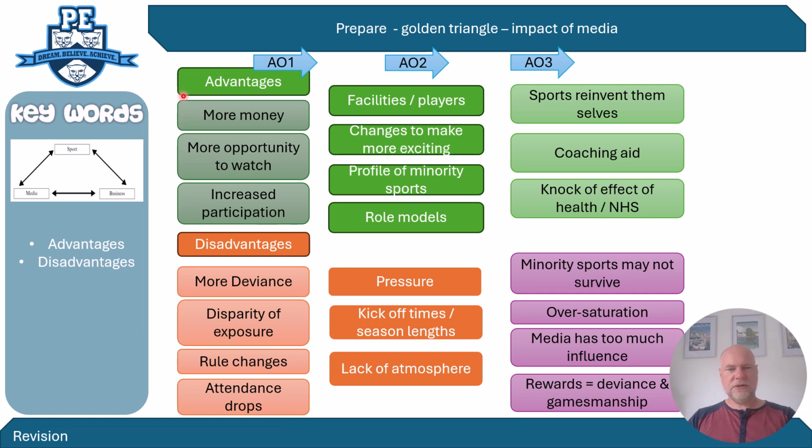But we've talked, and if you break it down to AO1, as in this section here, just the facts, AO2 is the sort of application, the impact, and AO3 is your sort of judgment. And we've got things like advantages is more money, more opportunities to watch, increased participation, things we've talked about already for the AO1s. And then we've talked about increasing facilities, using that money for facilities, could make the changes of the game to make it more exciting, increases the profile of minority sports, and produces role models.